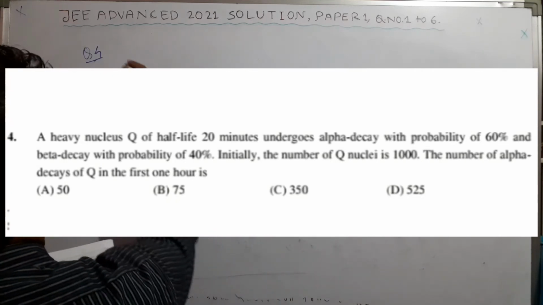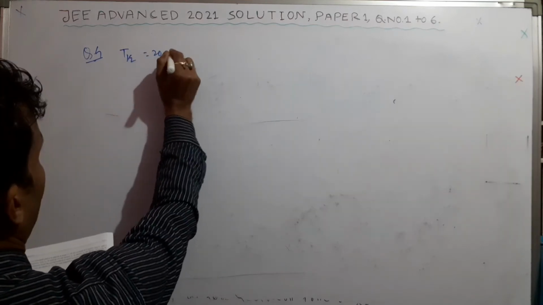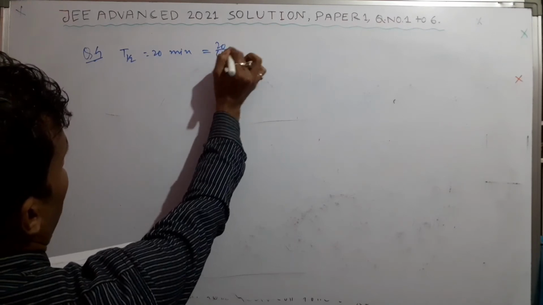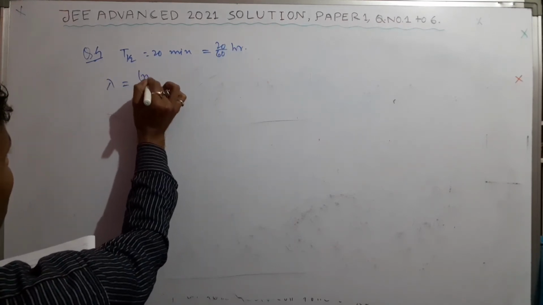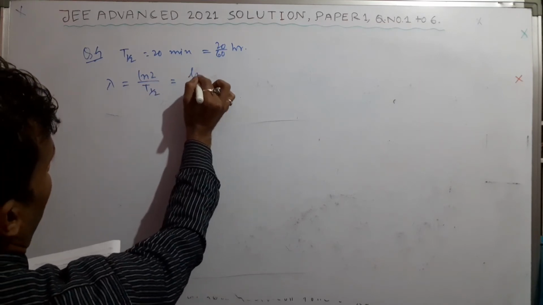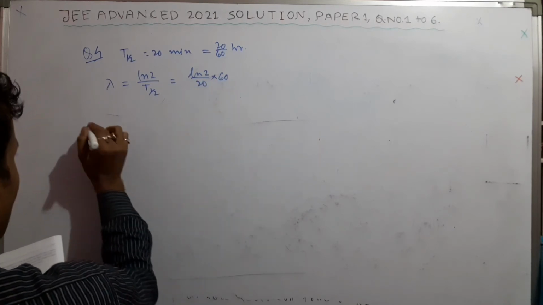So first let us write that half-life is given equal to 20 minute, and that is equal to 20 upon 60 hour. Therefore the decay constant lambda is equal to ln 2 upon t half, so it will be ln 2 by (20 into 60). We keep it like this.